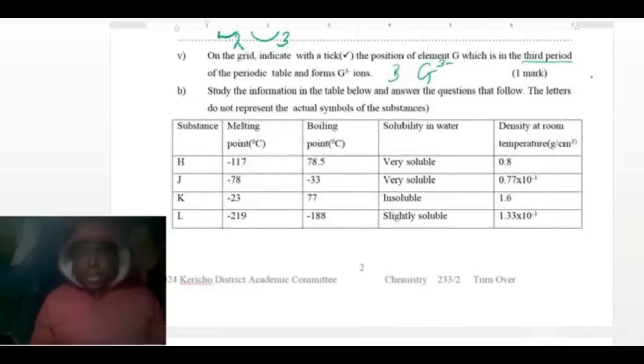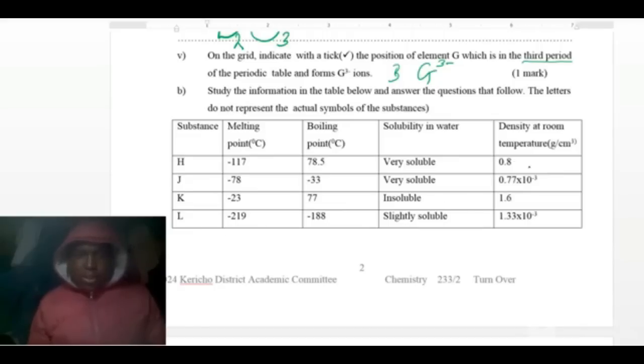Study the information in the table below and answer the questions that follow. Substances H, J, K, L. We have the melting point: -17, 8, 78, 23 to 19. Boiling point is there. So substance H is very soluble in water, J is very soluble in water, K insoluble in water, L slightly soluble.